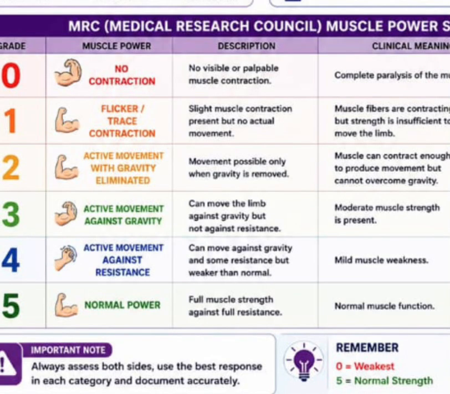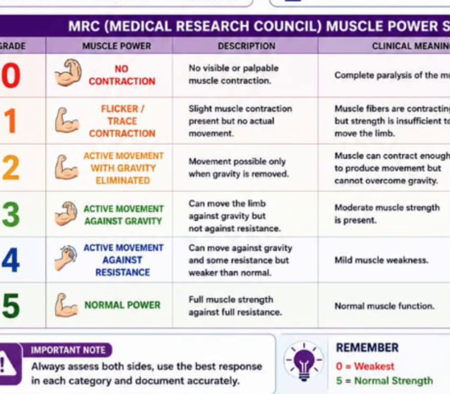So the next one here is 1. When you see 1, that means there's a flicker or a trace of contraction. You get it? It's a flicker. At least you can see some twitches, as the muscle might be twitching at some particular point in time. So the patient is not in complete paralysis. There's slight muscle contraction present but no actual movement.